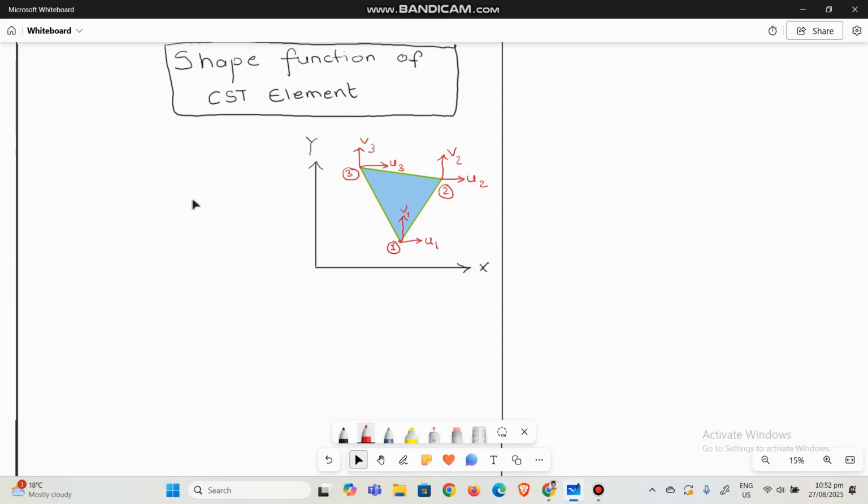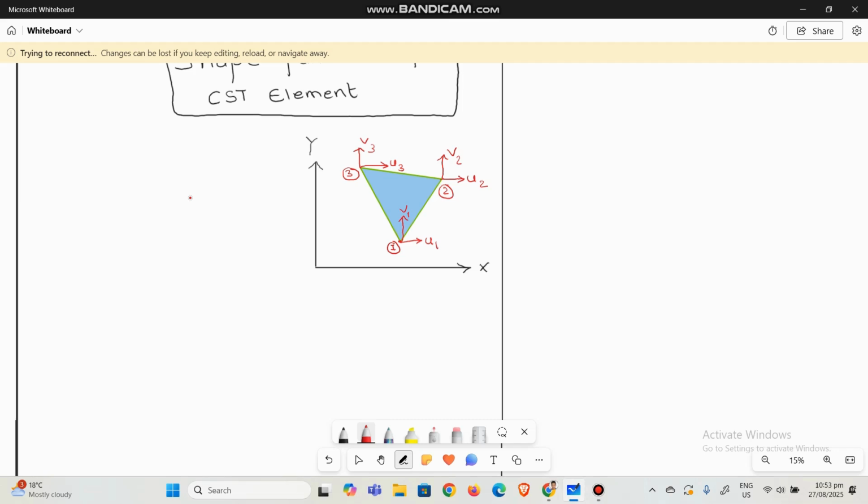Today we are going to derive the shape function for constant strain triangle element. So this is our triangle, node 1, node 2, node 3, and with degrees of freedom u1 v1, u2 v2, and u3 v3. So for deriving the shape function, we use the polynomial which we get from the Pascal's triangle.